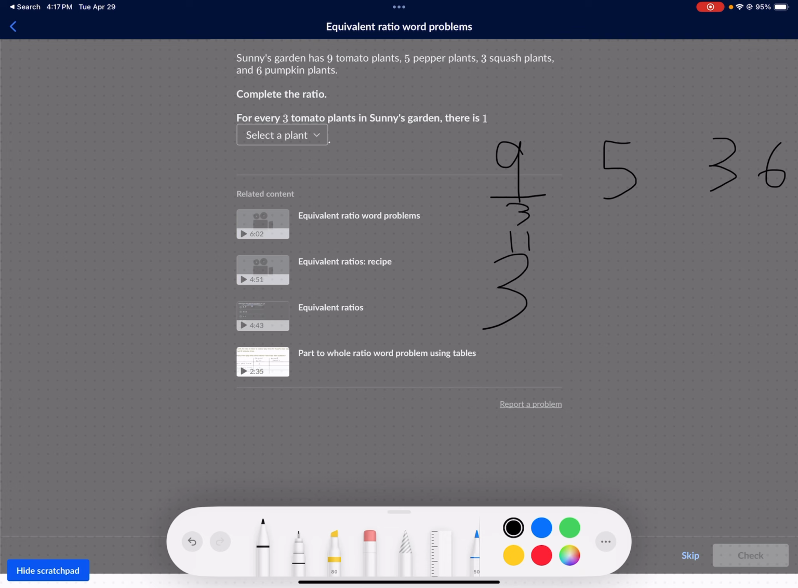Now, we need to get 1 of something. Let's divide all these by 3. Which one of these will give me 1? Will it be this one? Will it be this one? Or will it be this one?